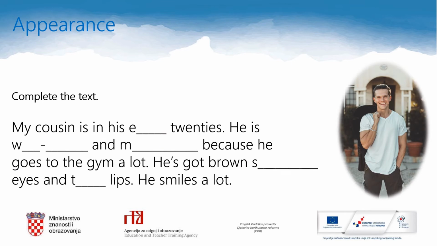Here is another physical description. Pause the video and try to complete this short text. Let's read your answers and check your guesses now. My cousin is in his early 20s. He is well built and muscular because he goes to the gym a lot. He's got brown squinting eyes and thin lips. He smiles a lot.